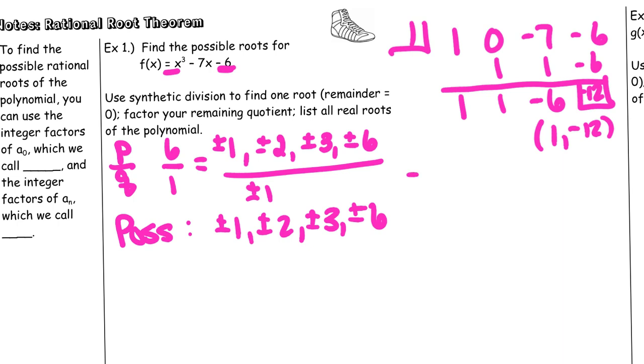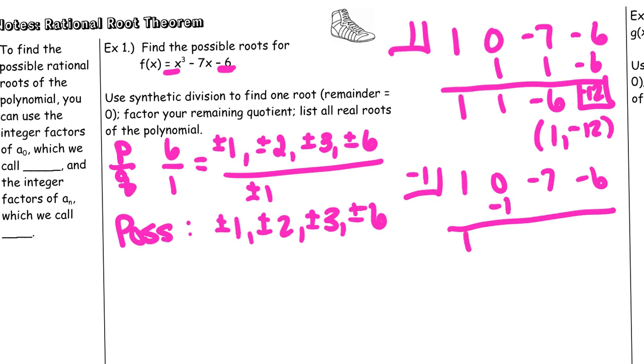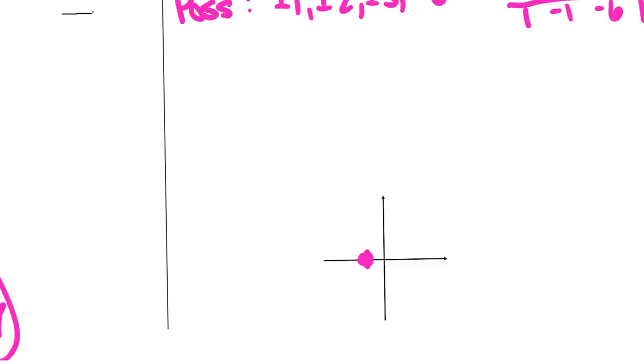So do we want to try negative 1? So we got 1, 0, negative 7, negative 6. We bring down the 1. Multiply. Oh, we have a winner. 6, 0. So now we know down here on our graph, we can say negative 1 is a root.